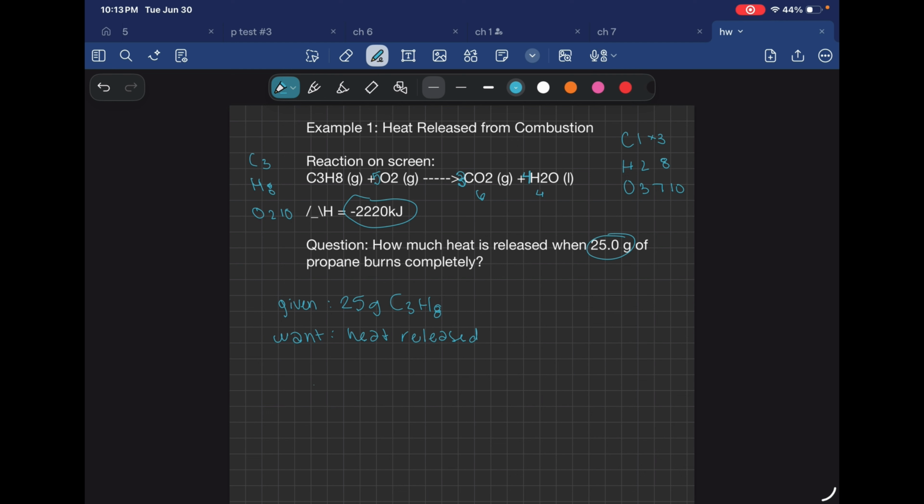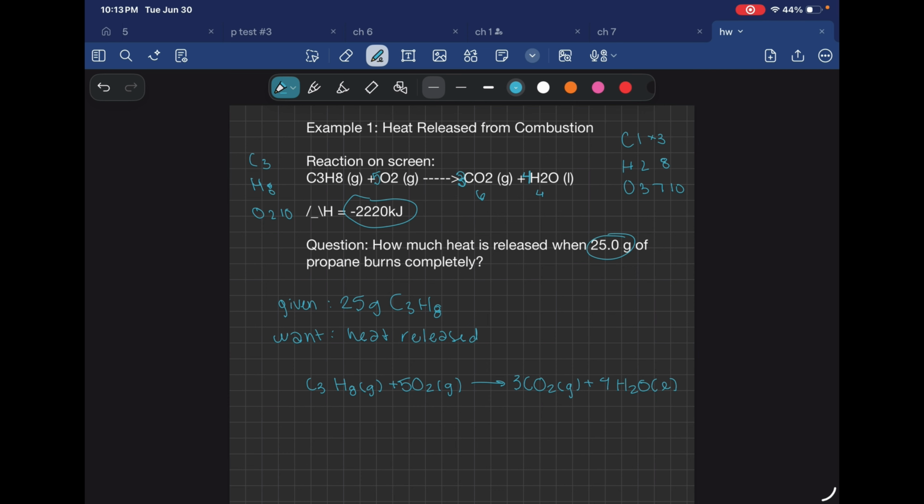Let's move this down here. So we have C3H8, and this is a gas, plus 5 O2 gas. That's our reactant side. On the product side we have 3 CO2 gas plus 4 H2O, and this is a liquid. All right. So now we have our balanced equation.